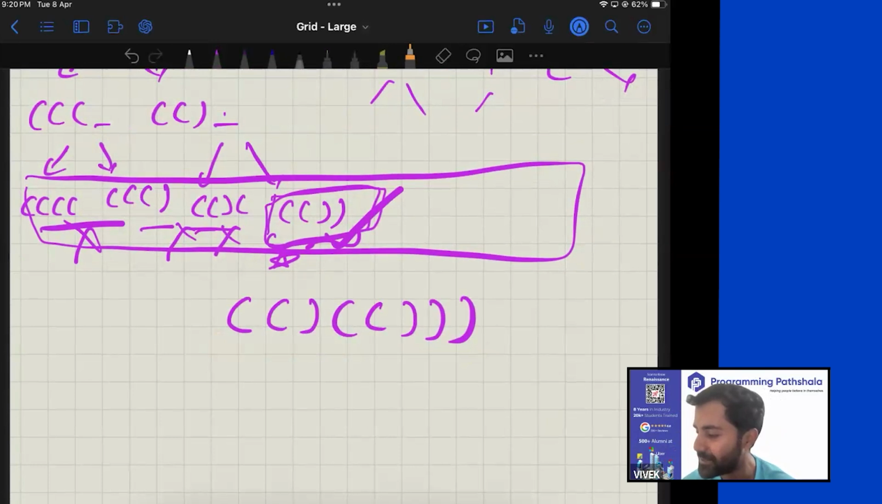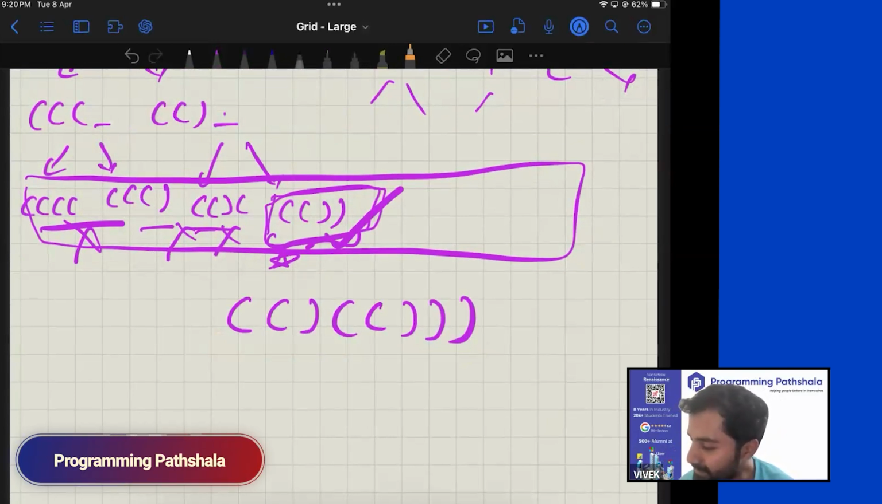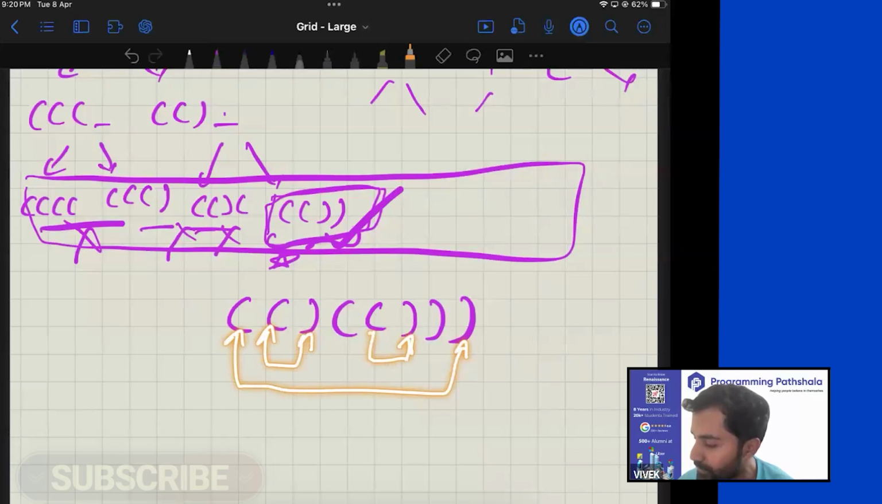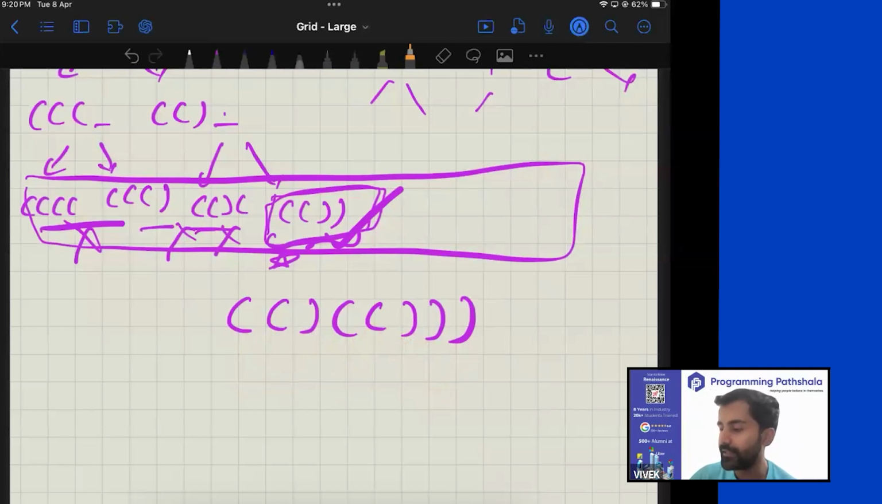This really is balanced if you take a look, because this one got opened over here, this one got opened over here, this one got opened over here, and this one got opened over here. So for every closing brace, there is an opening brace, right? This is an important property. Every closing brace that you have should have a corresponding opening brace before it. That is the most major requirement.